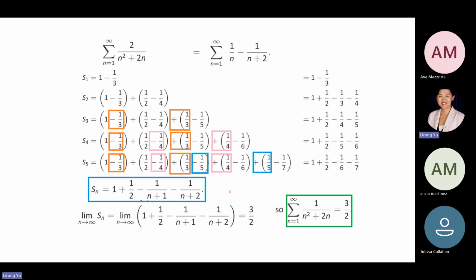The major effort is looking at the partial sum and trying to figure out if there is any pattern that we can summarize into a formula. So the formula for S of n is really important. If we don't have that, we won't be able to find the limit as n goes to infinity, and then we won't be able to find the summation. Any question?